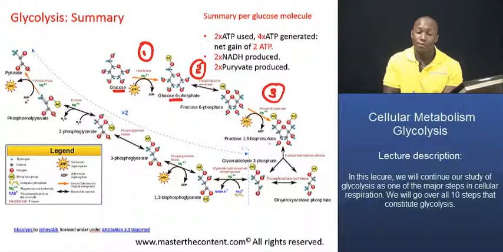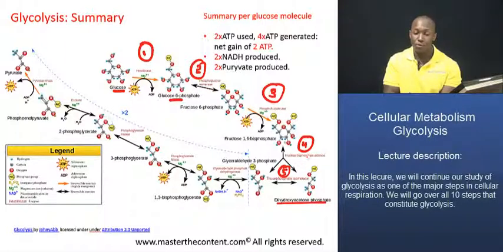Now after that, fructose 1,6-biphosphate in the fourth step is broken down or cleaved into two molecules, one glyceraldehyde 3-phosphate and one dihydroxyacetone phosphate. Now in the fifth step, the dihydroxyacetone phosphate is converted into glyceraldehyde 3-phosphate under the activity of the enzyme triose phosphate isomerase. Why this is important is because the only molecule that can proceed into the next step of the reaction is glyceraldehyde 3-phosphate, and for that reason the dihydroxyacetone phosphate that is produced must be converted into glyceraldehyde 3-phosphate.